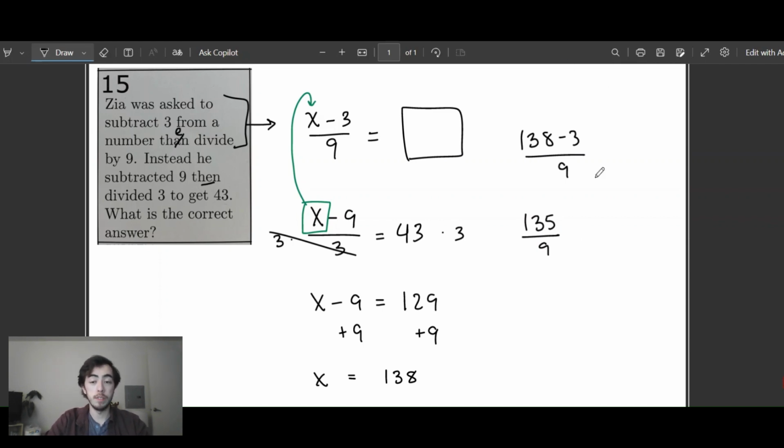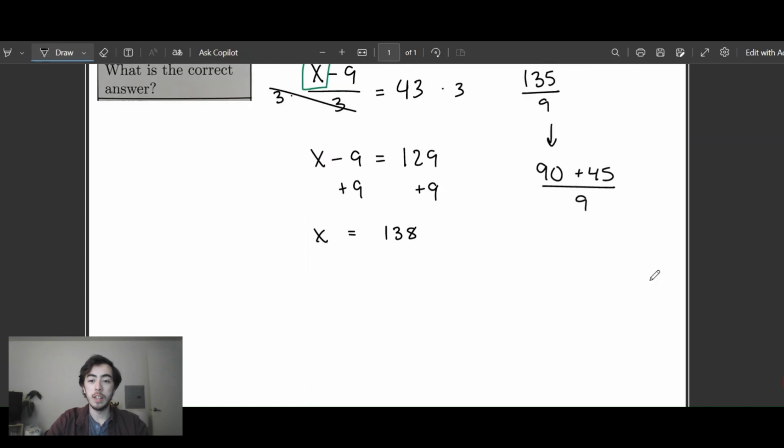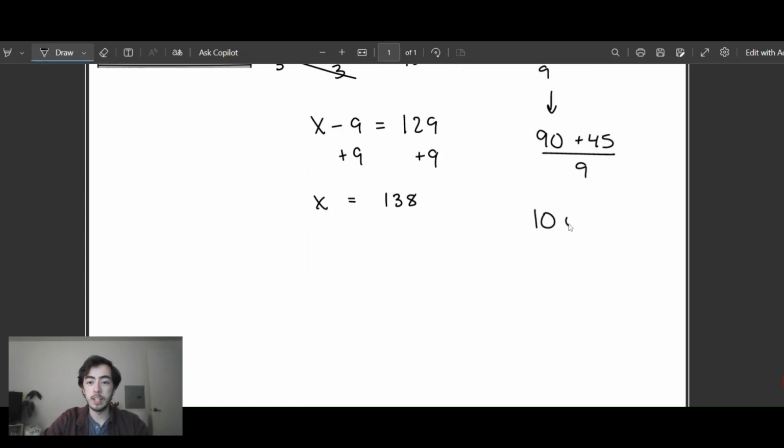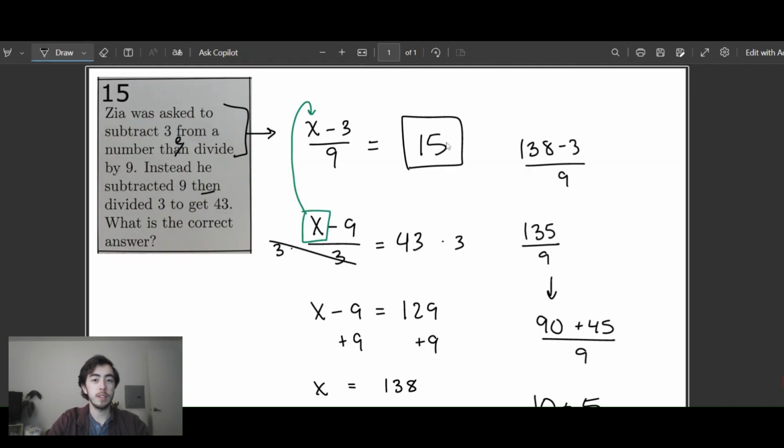And how many 9s fit into 135? I think actually, in my opinion, it's easiest for me to look at it this way. And I can tell that I get 10 9s from the 90, and I get 5 9s in the 45. And so ultimately, I have the number 15 today. So that is what's going to go right here in this box.